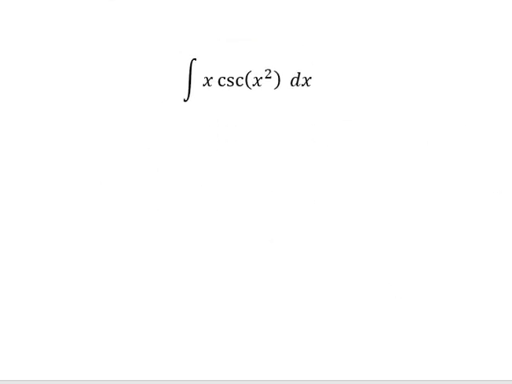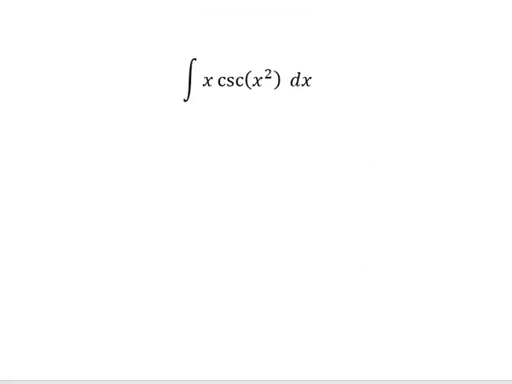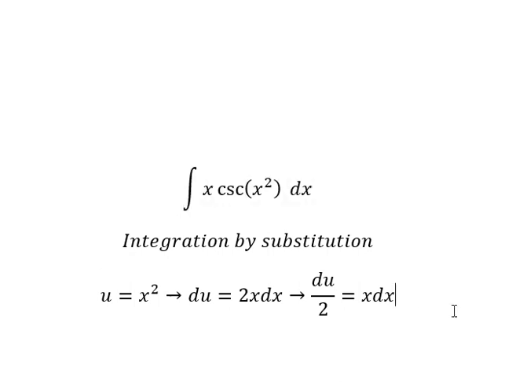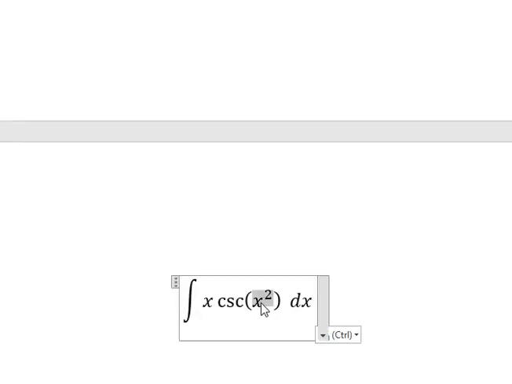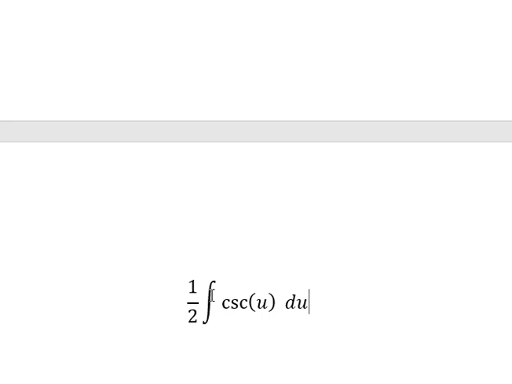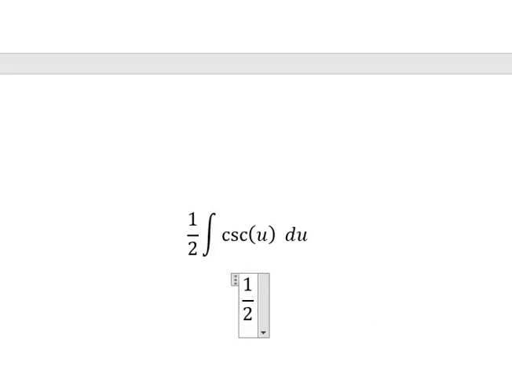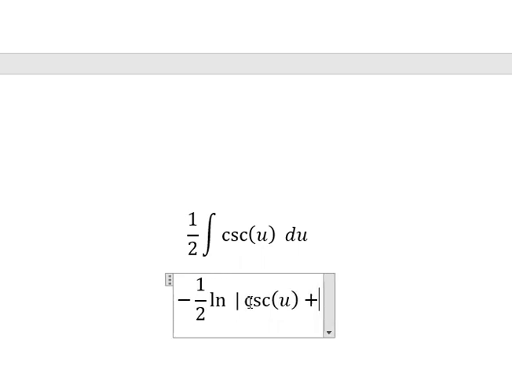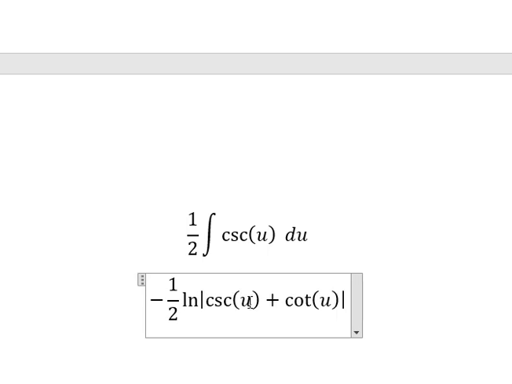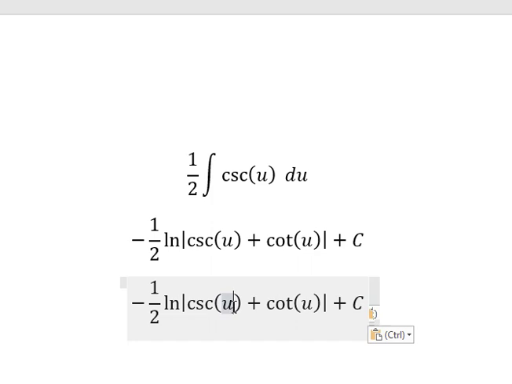Here is the answer for question number 3. So s squared, that is u. S, the s, that is 1 over 2 du. So the integration of this one, that is negative ln of the absolute value of cosecant of u plus cotan u. And then I will put c. U, that is s squared.